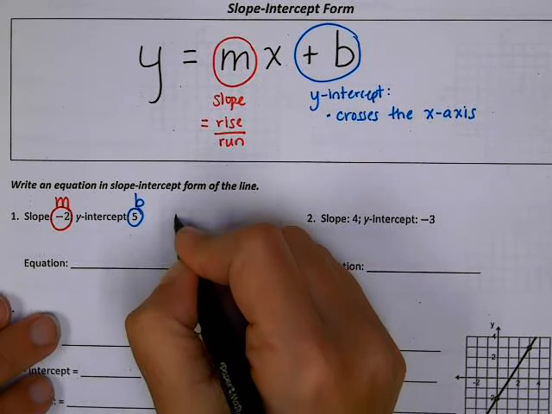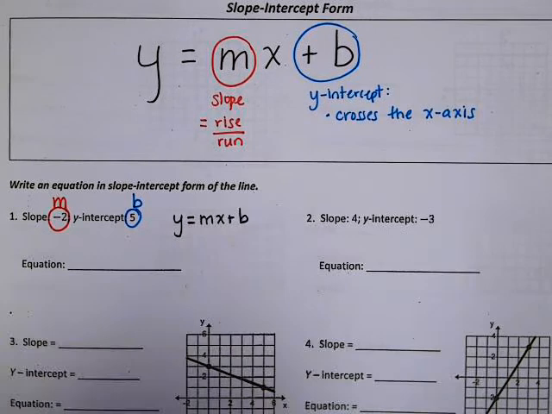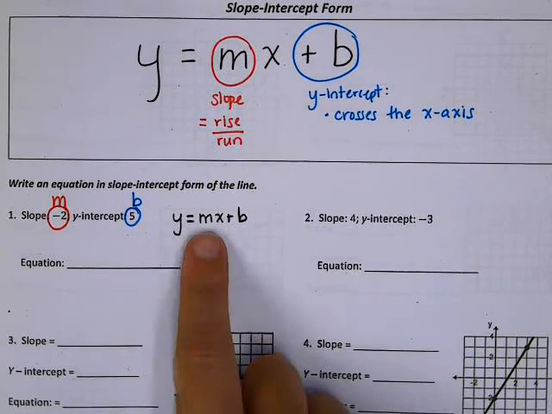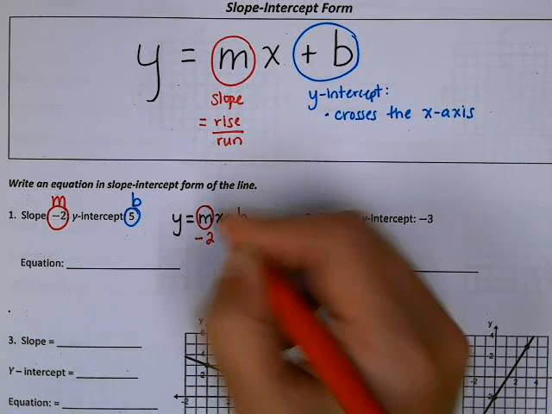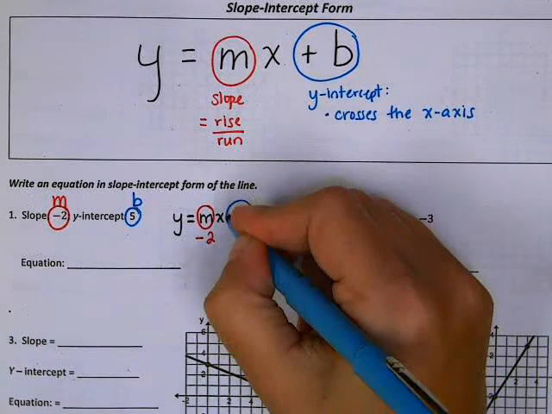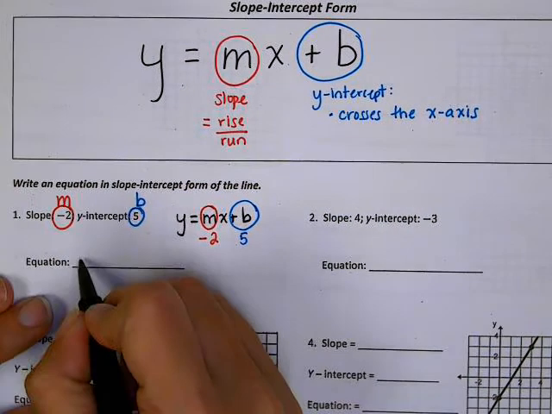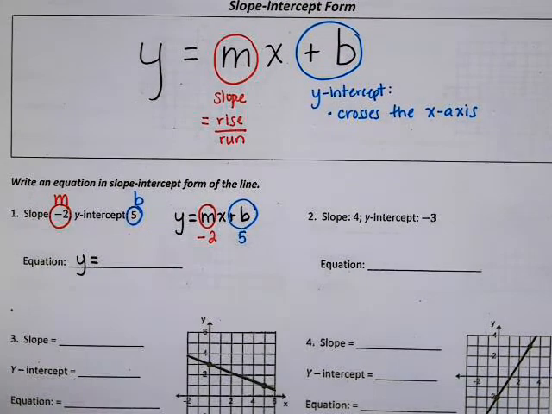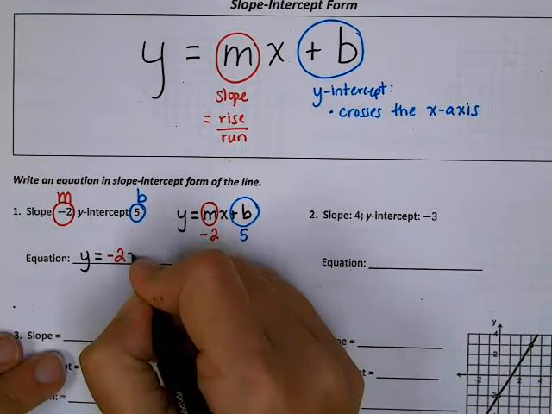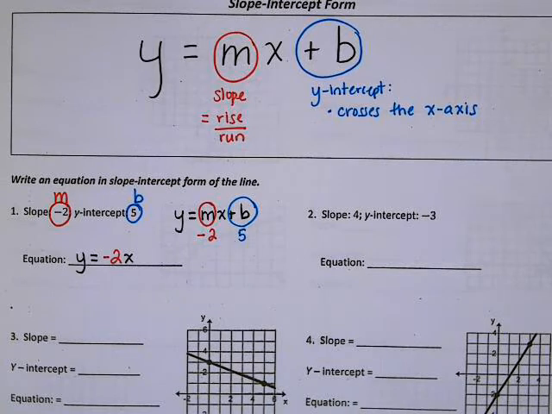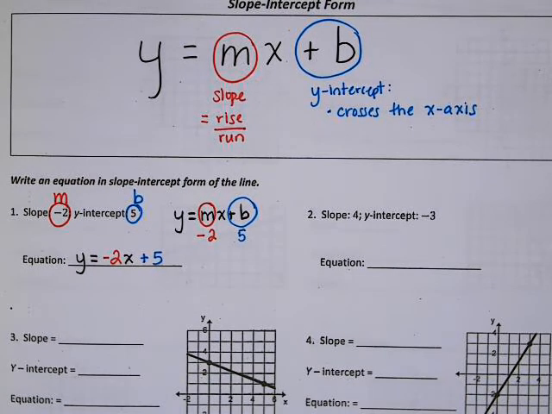I'm going to think about the equation y equals mx plus b. And all I'm going to do is replace the m here with a -2 and the b here with a 5. So my final answer here would be y equals -2x, don't forget the x, that's part of the equation, plus 5. And that would be my final answer.